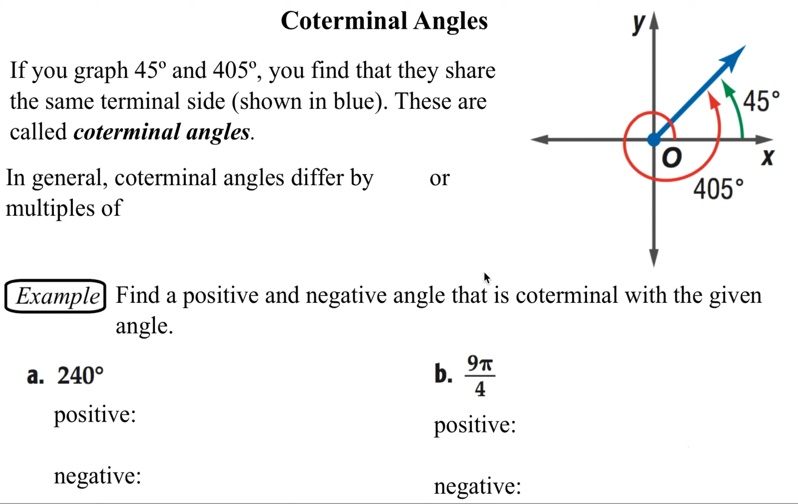Coterminal angles. If you graph a 45-degree angle and a positive 405-degree angle, one of the things that you'll notice, if you go around once and then another 45, is they have the same terminal side. And we give those kinds of angles a special name. They're called coterminal angles because they share the same terminal side. So in general, if you are asked to find coterminal angles, you are going to add or subtract 360 degrees, or multiples of 2 pi radians. If it's given to you in degrees, then you'll add or subtract 360. If it's given to you in radians, you're going to add or subtract 2 pi or 4 pi or something like that, multiples of 2 pi.